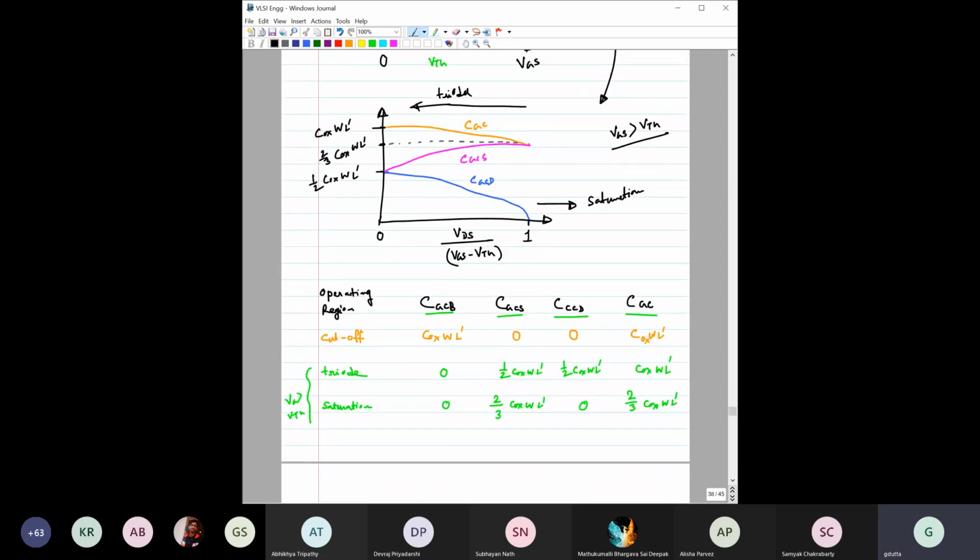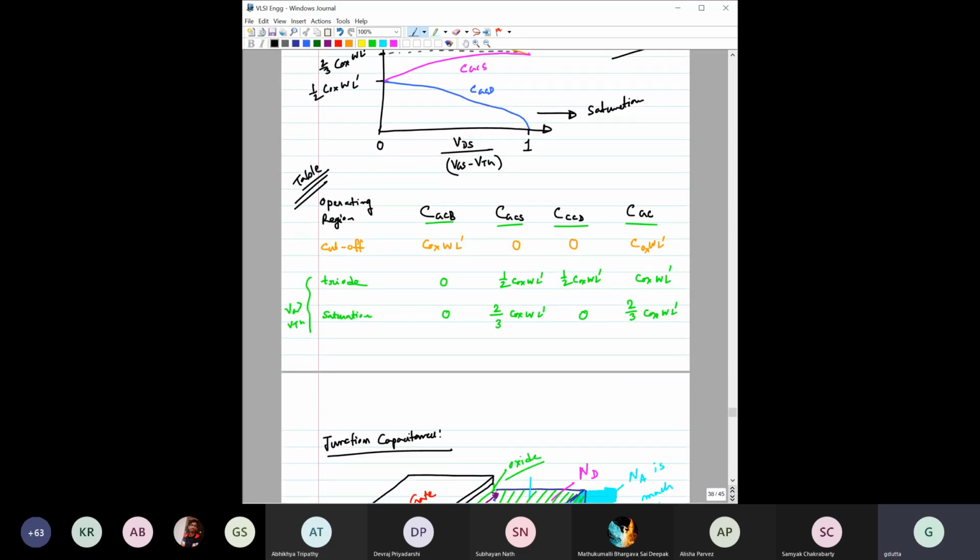Then we concluded with a simplified table. This table is quite handy if you are solving a problem, to find what the capacitance is in which region of operation. You can take the value from it and solve. If you agree with me on this topic, then probably we can move on.